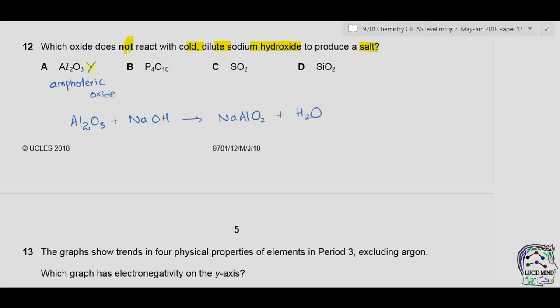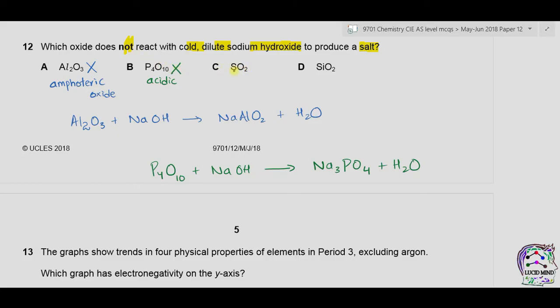So A is incorrect. B is P4O10, which is phosphorus oxide, and as it is a non-metal oxide, so therefore it is acidic in nature. Acidic oxide also reacts with sodium hydroxide to form salt and water. So B is also wrong.